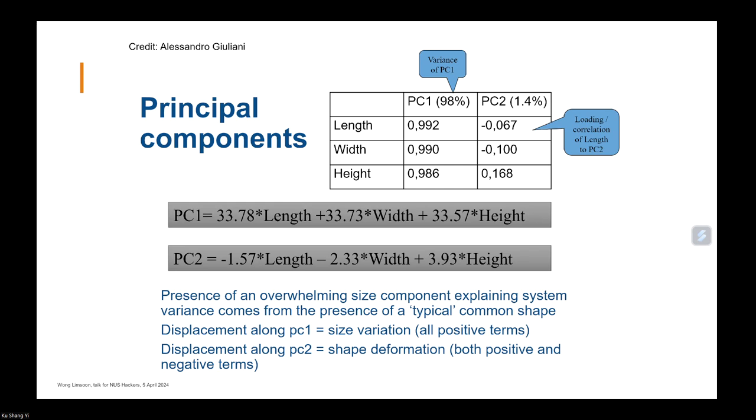I'm just showing you the first two principal components. The first principal component accounts for 98% of the variation in the data. The second principal component accounts for 1.4%, and there's also a third component, because I have three variables: length, width, and height. That's why I should get three principal components, but I'll show you only two. For the first principal component, you can see the correlation with the length, width, and height is very common, 99% correlation. So what does the first principal component mean? What does this variation along the first principal component mean? Any intuitive idea?